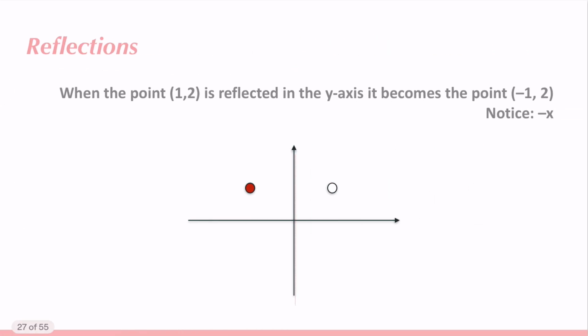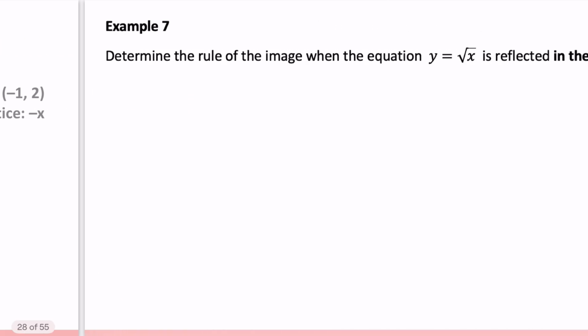Okay, if instead we want to look at reflections in the y-axis. So the y-axis is where we have this as our mirror image, and you can see the x value is now the one that's changing. So if we have the point 1, 2, it's reflected in the y-axis, it becomes -1 and 2. So that is the negative version of x.